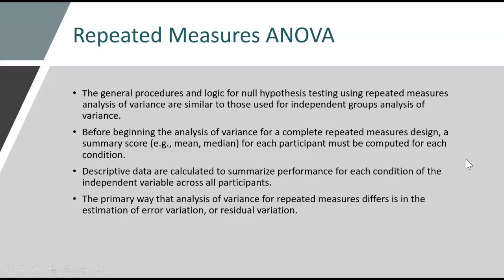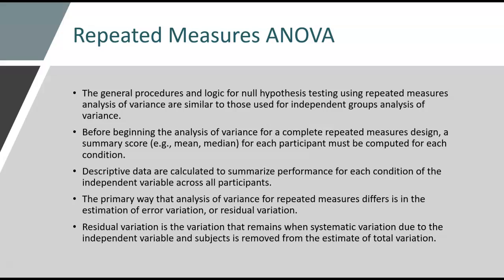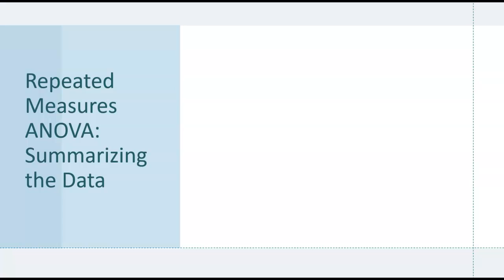The primary way that ANOVA for repeated measures differs from other kinds of ANOVA analyses is in the way error variation is calculated. Sometimes this is called residual variation. Basically, the residual variation is what's left over after systematic variation, that's the variation due to the independent variable and due to individual differences in the subjects, is taken out. And that's why they call it residual. So it's what's left over.